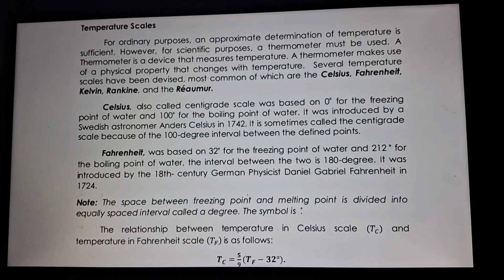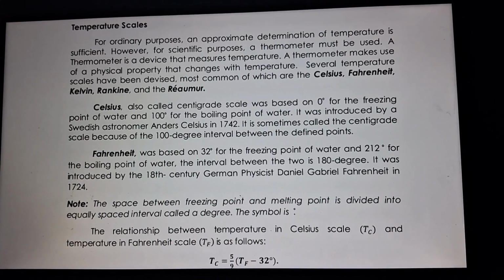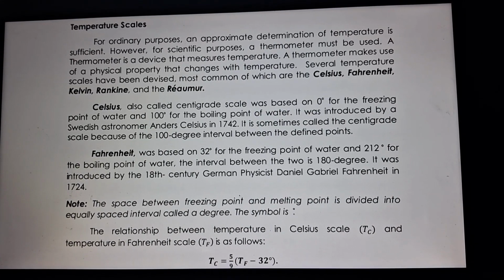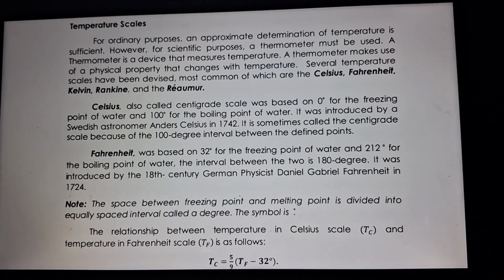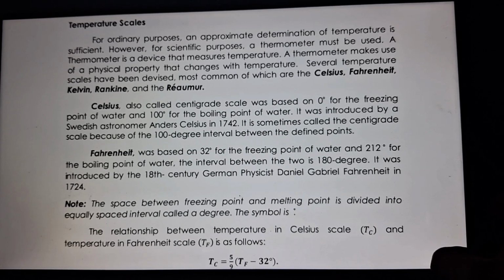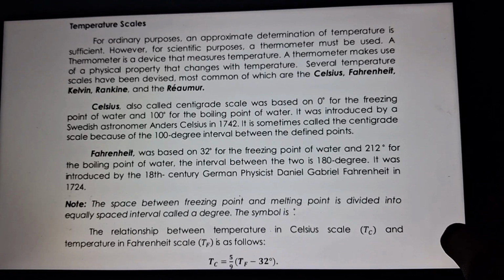First, we're going to talk about the Celsius. Celsius, also called the centigrade scale, was based on 0 degrees for the freezing point of water and 100 degrees for the boiling point of water. It was introduced by Swedish astronomer Anders Celsius in 1742. Sometimes it is called the centigrade scale because of the 100-degree interval between the defined points.